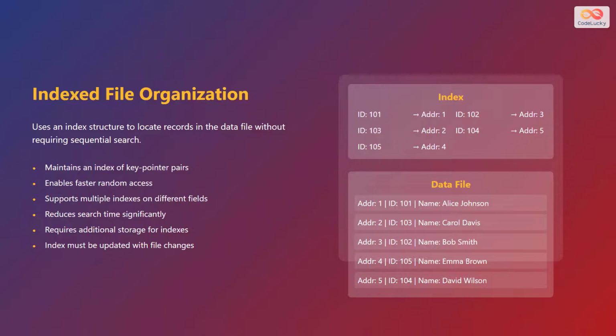This enables faster random access to records, as you can quickly locate a record using its key. It also supports multiple indexes on different fields, allowing for flexible searching and sorting options. Index file organization significantly reduces search time, especially for large files. However, it requires additional storage space for indexes, and the index must be updated whenever there are file changes to maintain accuracy. On the right, you can see a sample index table along with the data file.